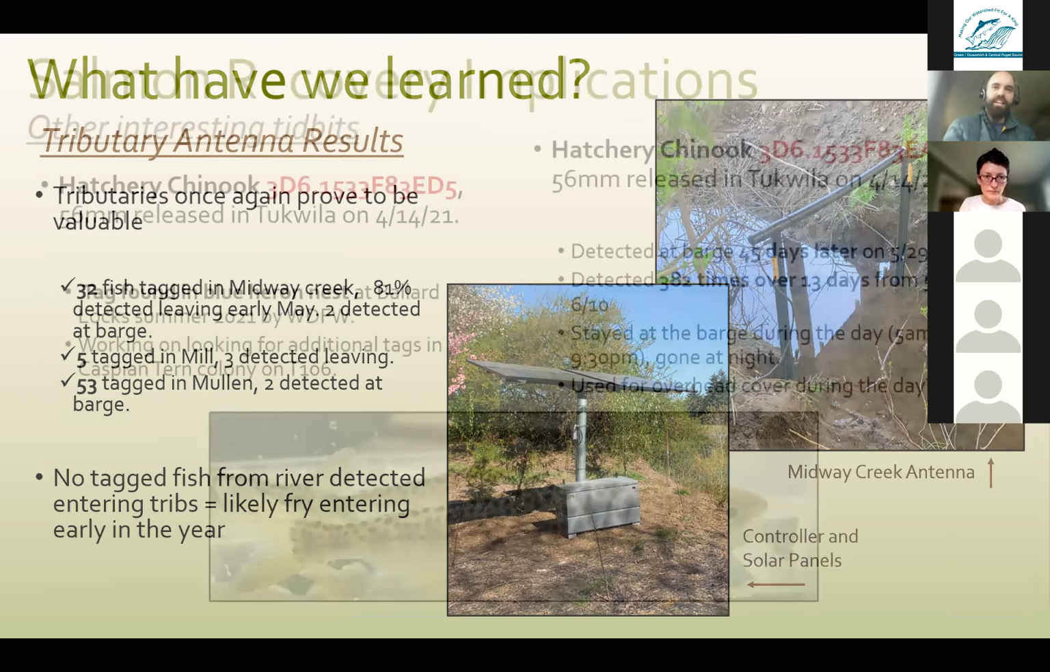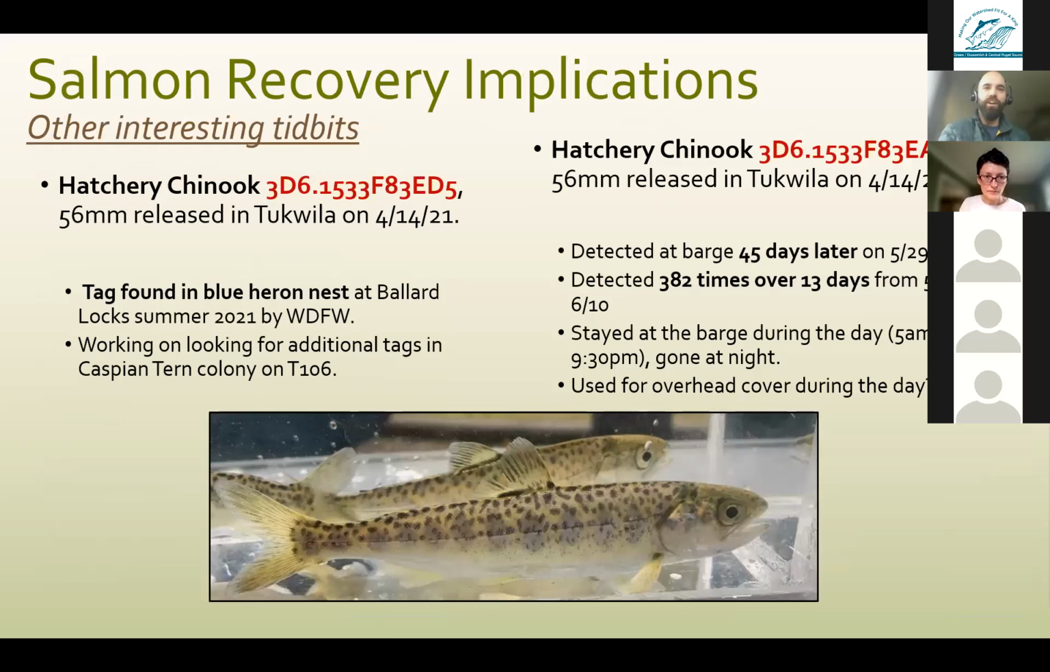And what good PIT tag study would be complete without a couple of random fish? So I just wanted to include these because I thought they're pretty interesting. So 2 fish, both released on April 14th of 2021 as part of an efficiency trial. Got a call from DFW that one of these tags was found in a blue heron's nest at the Ballard Locks this summer. Just because of how our tags are, the new 9mm tags, they were much smaller than all the other tags that they found in the nest. So it was easy to pick out.